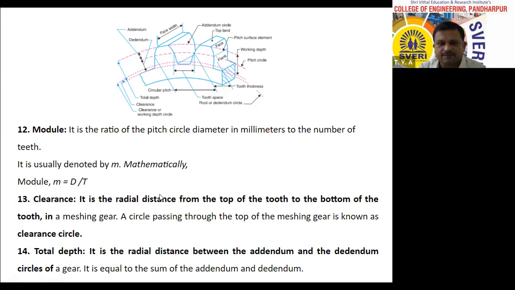Next is total depth. It is the radial distance between the addendum and the dedendum circles of a gear. Means the addition of addendum plus dedendum is known as total depth. This is the addendum and this is the dedendum. The addition of these two is nothing but total depth. It is equal to the sum of the addendum and dedendum.